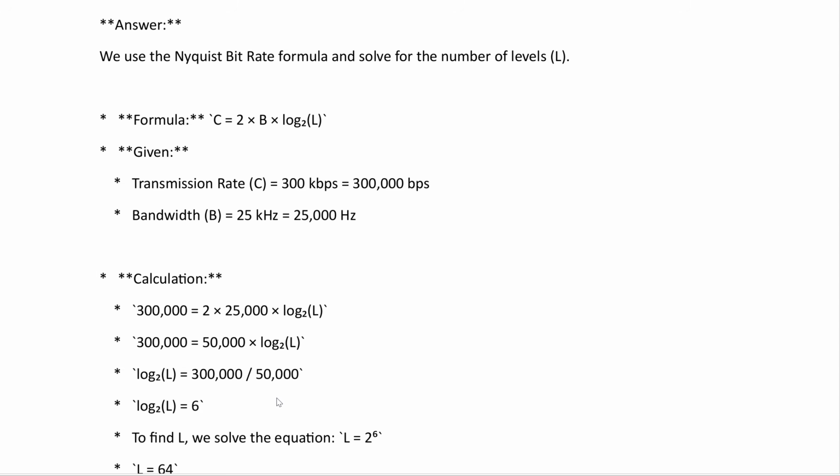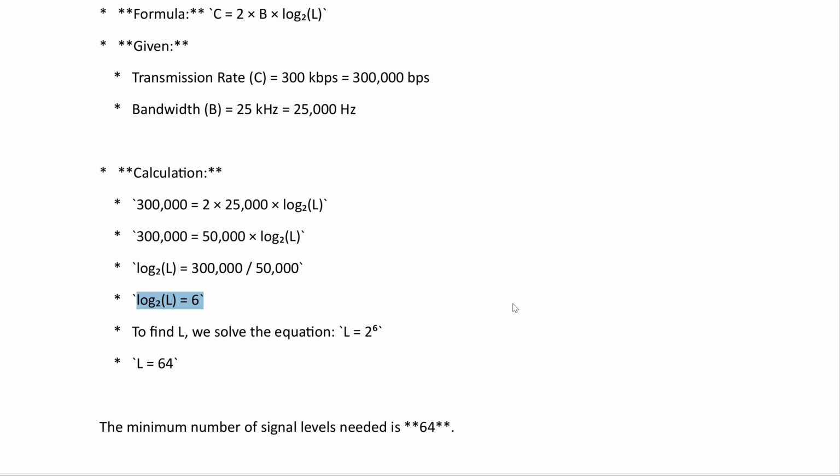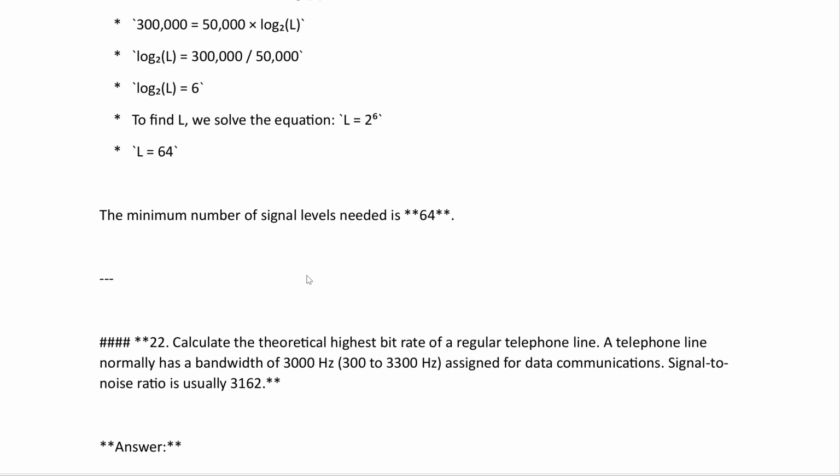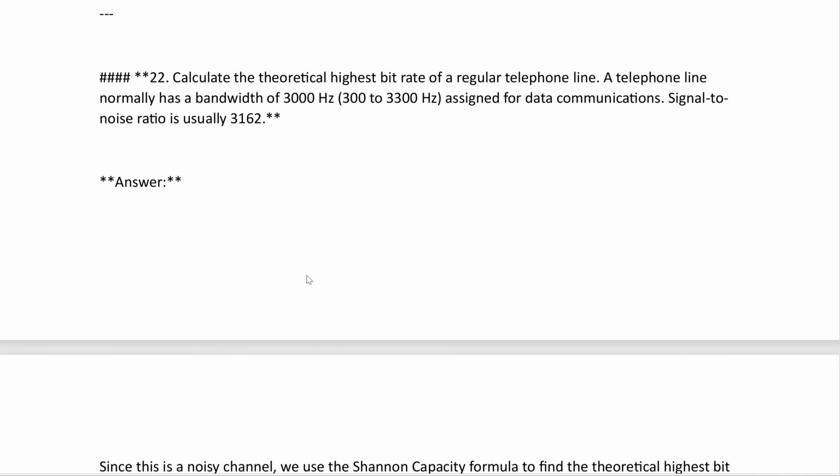We divide 300,000 by 50,000. It becomes 6. So log 2 L is 6, and the value of L will be 2 raised to power 6. If we solve this logarithmic equation, log 2 L equal to 6, the value of L will come out as 2 raised to power 6, that is 64. So the minimum number of signal levels needed is 64. That is the final answer, right? So we have successfully found a solution to this problem.